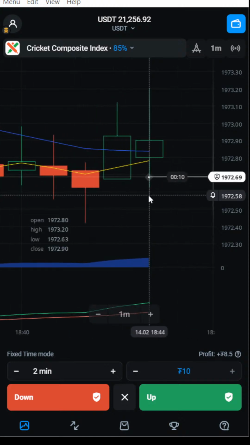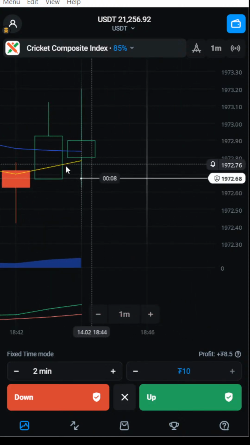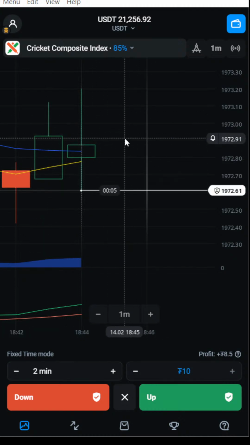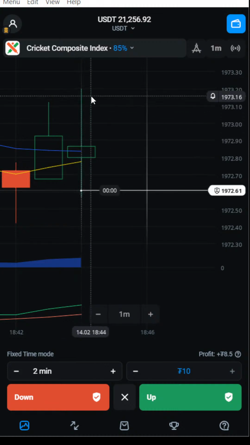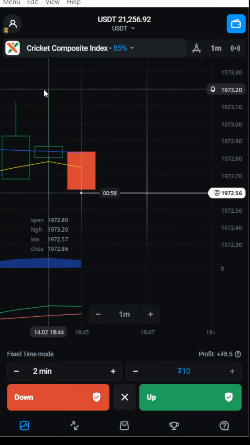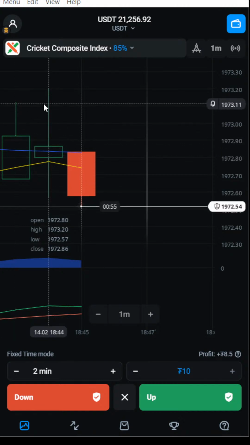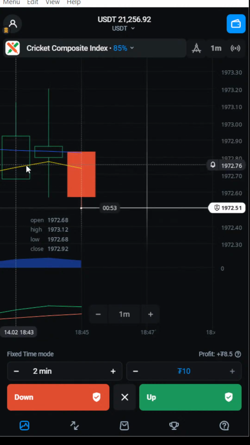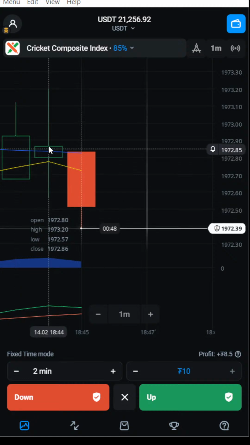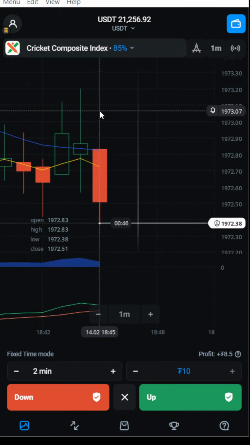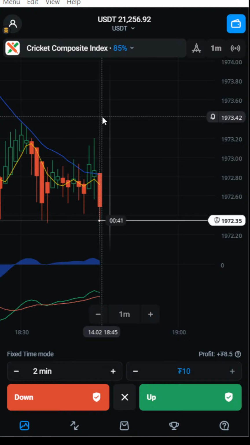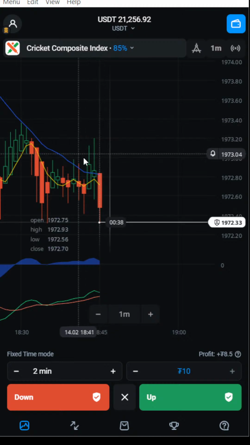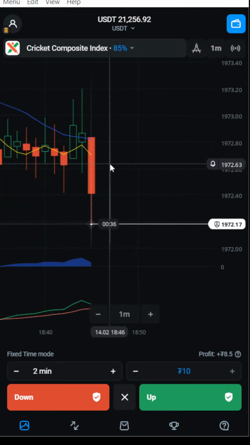Guys, remember this. Now, a very important thing is happening on my screen. We saw the green candle going up, but it is not closed above the line. So what happened? This yellow line did not cross the red line to the upper side. That's why I didn't open the trade at that time, because we got the reversal pattern, but the two signals are not matching.